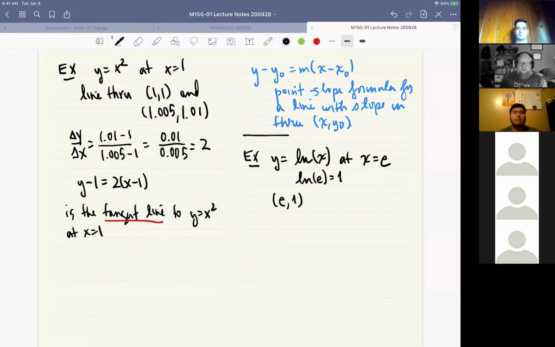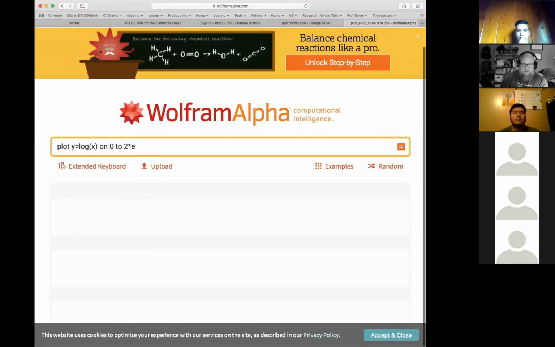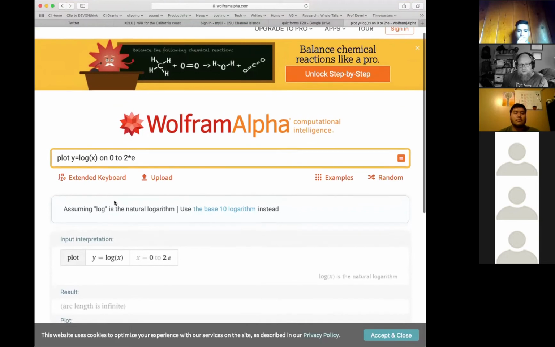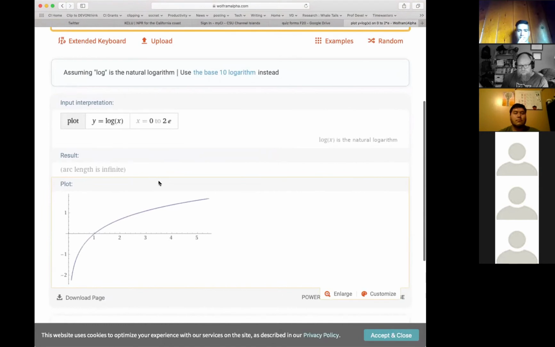So I'm going to go and share with you Wolfram Alpha again. And so here I'm going to say plot. We're going to get rid of this line. And we're going to plot log x. And I think Wolfram Alpha thinks that's the natural log. We'll see here. So it assumes the log is a natural log. Okay, that was a good guess. And yeah, so here's the graph of the logarithm function.